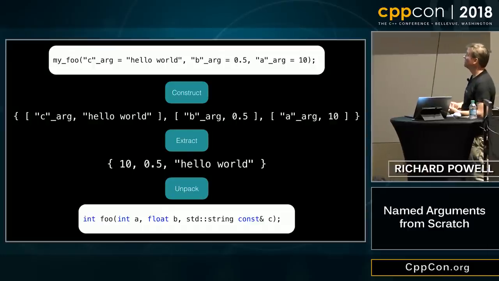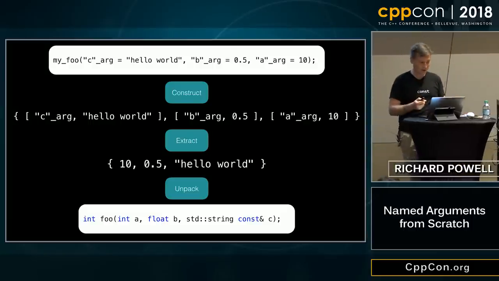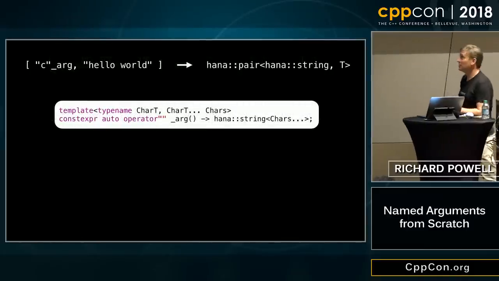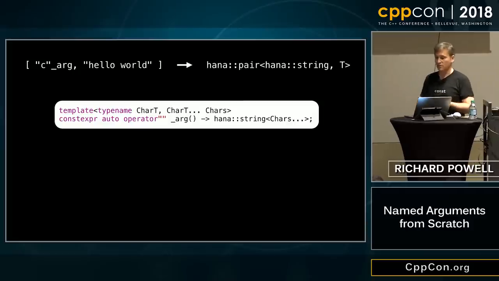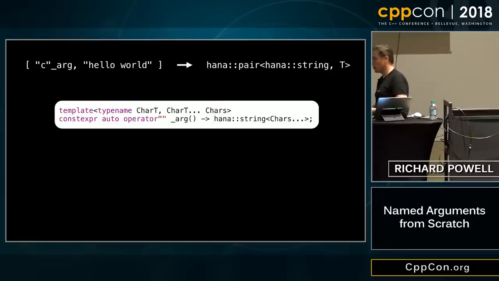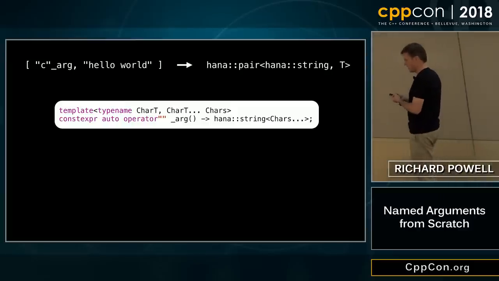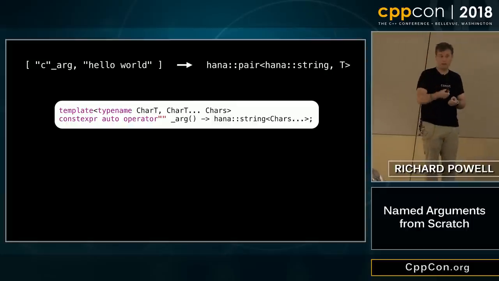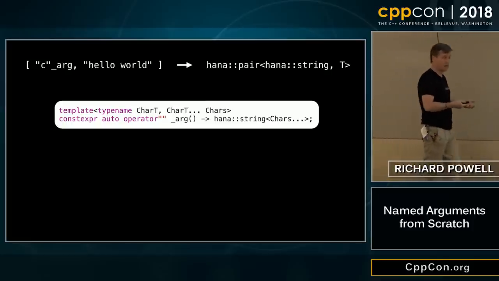So, is there a way? I really want to use that equal sign. Operator overload. All right. So in our pseudo syntax that we were using, I was writing this thing saying I had this sort of pair. And what I was doing was representing the code as a pair of Hana strings to T's. And I had my user-defined literal arg, which was returning Hana strings. Well, what if my user-defined literal returned for me a type that overloaded operator equal, and when you used operator equal, returned for me a pair of Hana strings to the value type?